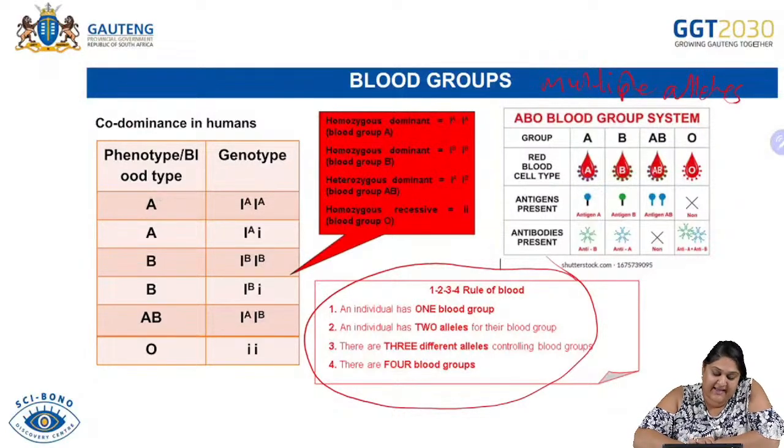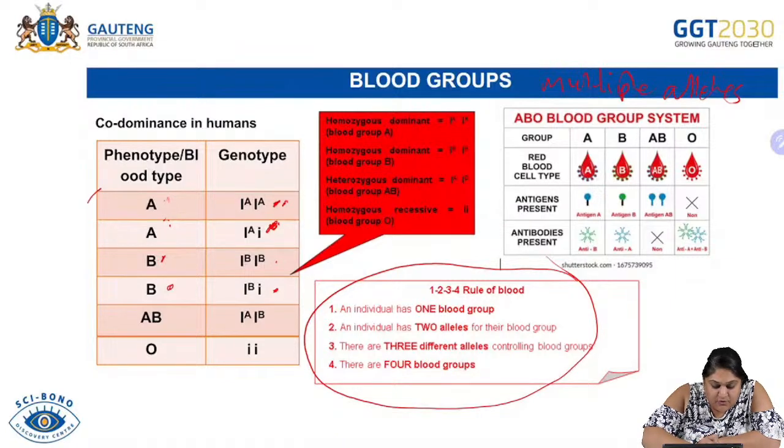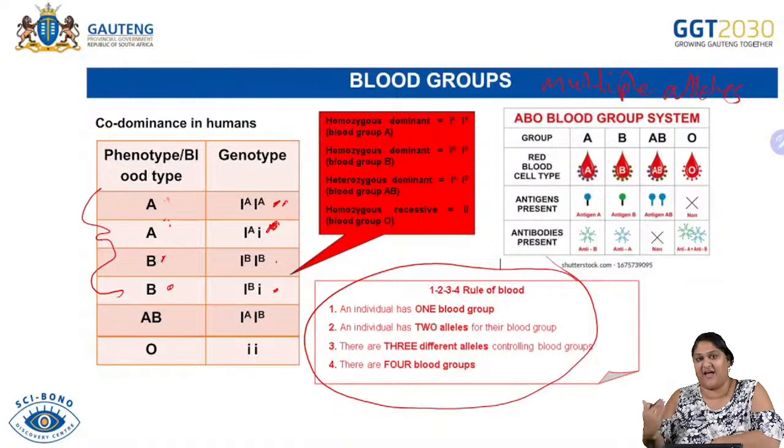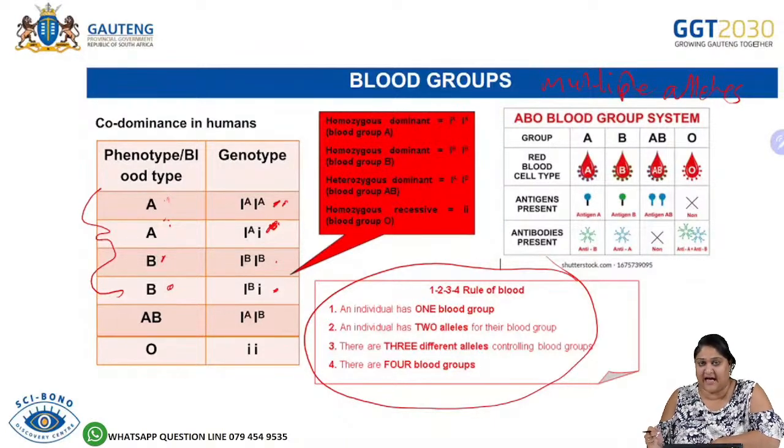If you are blood group A, you can have two different types of genotypes. You can either be homozygous for A, which is this one, or heterozygous, which is capital I A and small i. Then for blood type B, you can either be homozygous for capital I B, or heterozygous for capital I B and small i. Small i is the recessive allele. Can you see these are all complete dominance? Why? Because one allele is completely dominant over the other allele. A is completely dominant over small i, and B is completely dominant over small i.